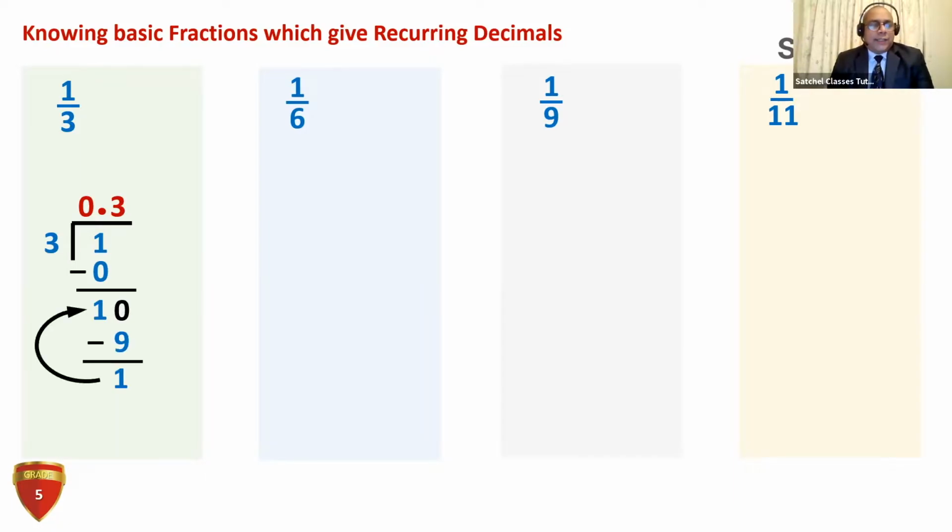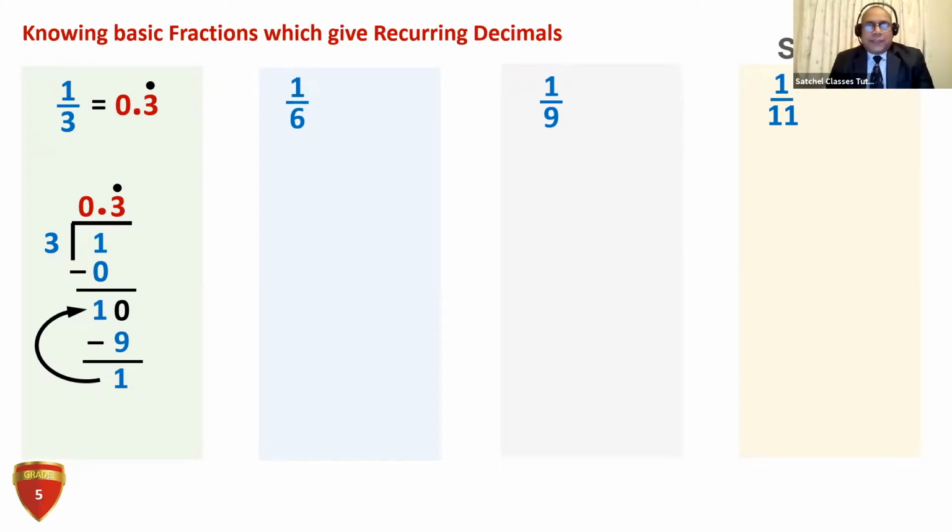So we get 9 with a remainder of 1. And now you realize that once you get the remainder of 1, the second step will keep repeating, and hence the digit 3 will keep recurring. This is no rocket science. It's the normal long division that we do. So 1 over 3 is nothing but 0.3 recurring.